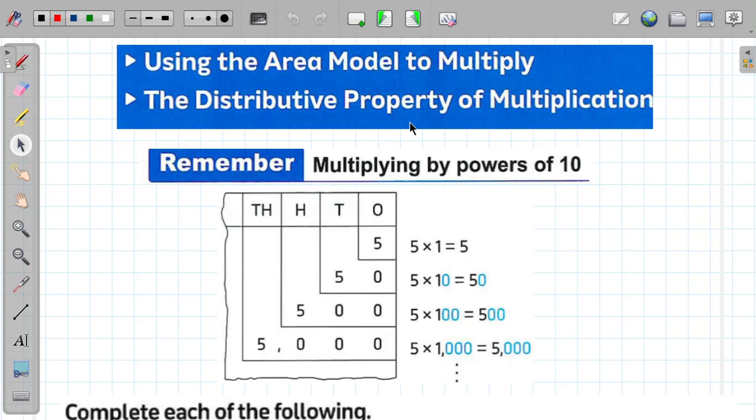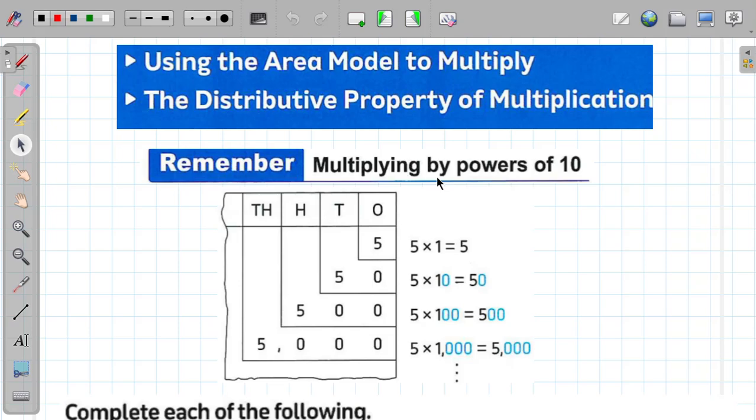First, in these two lessons, we will talk about the method of multiplication using powers of 10. Then the method of multiplication using the rectangular area model. Then we will use the distributive property in multiplication and how to link them together and use them in solving word problems. Okay, so let's go.